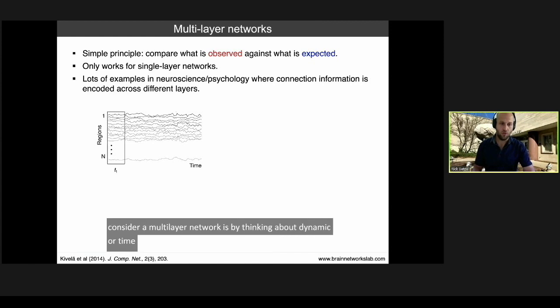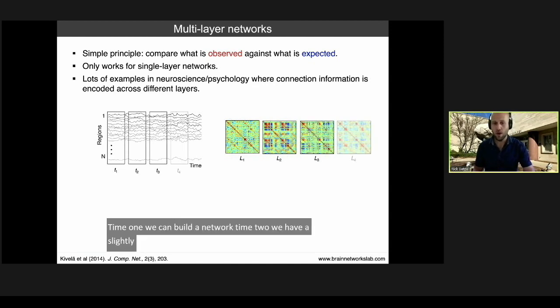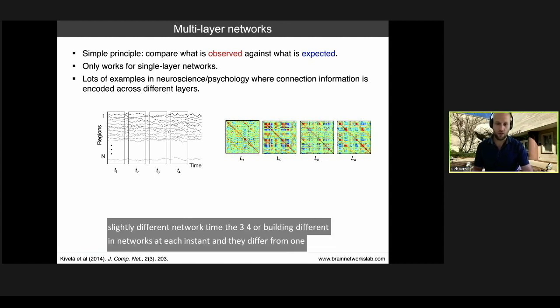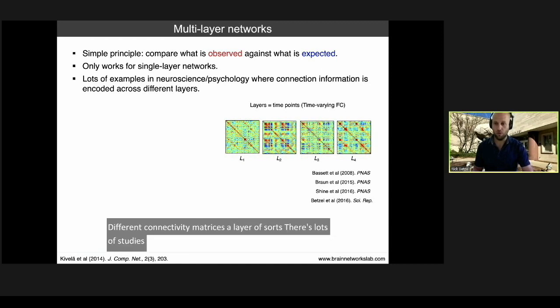right? So if we define a series of windows, at time 1, we can build a network. Time 2, we have a slightly different network. Time 3, 4, we're building different networks at each instant, and they differ from one another. And we can think of each of these different connectivity matrices as a layer of sorts. There are lots of studies that have built multi-layer networks where the layers equal networks estimated at different points in time.